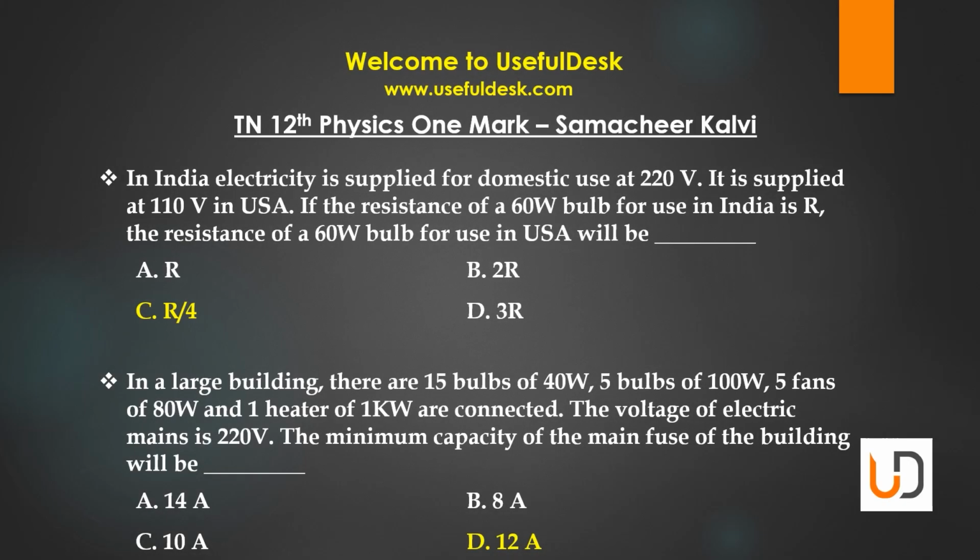The first question is: in India, electricity is supplied for domestic use at 220 volt. It is supplied at 110 volt in USA. If the resistance of a 60 watt bulb for use in India is R, the resistance of a 60 watt bulb for use in USA will be dash. The options are R, 2R, R by 4, 3R. The correct answer is R by 4.